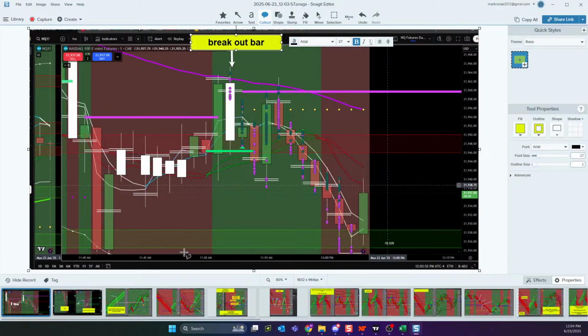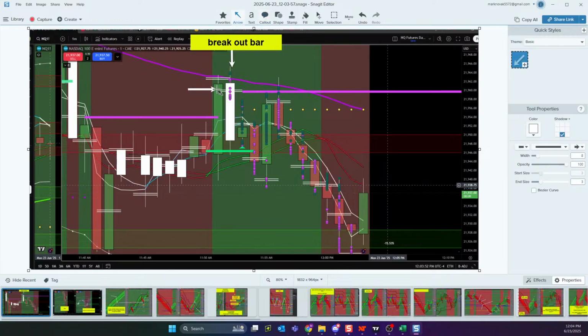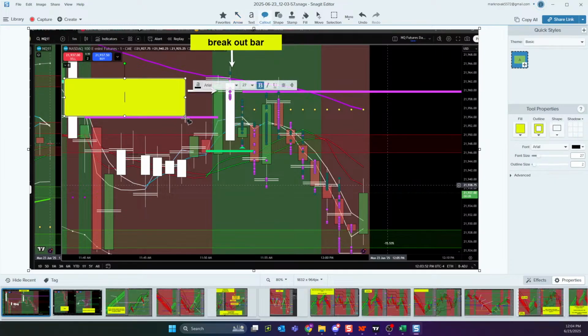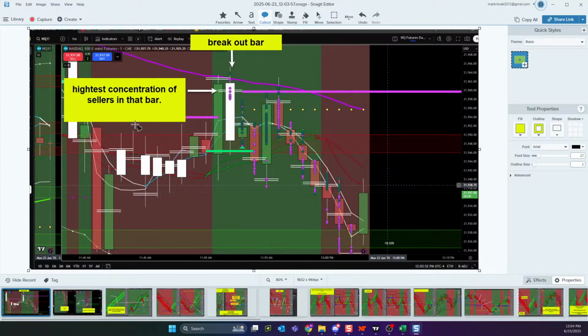And it means that the seller said giddy up, and there's a lot of power in it. Claire, this line right here is the highest concentration of sellers in that bar at that specific price. That's the high volume area of the bar.